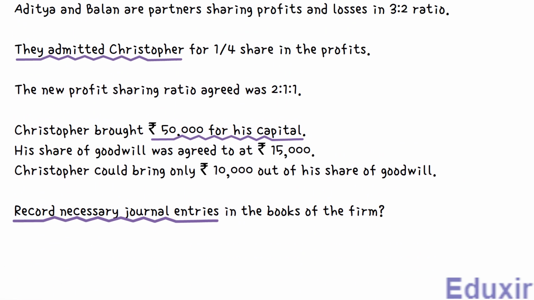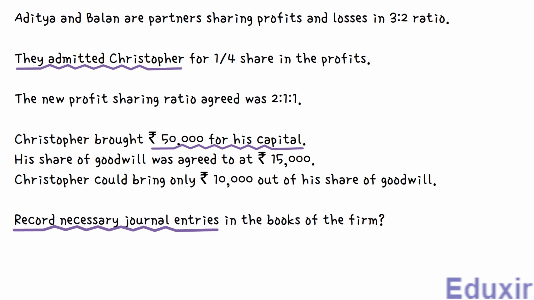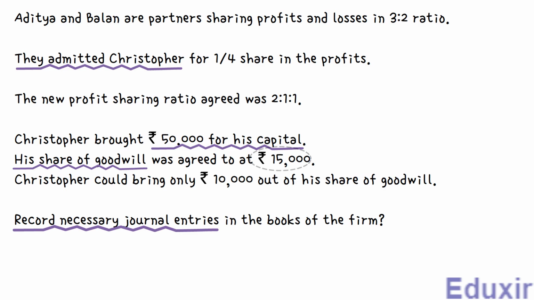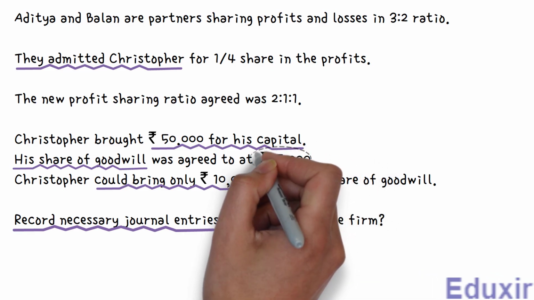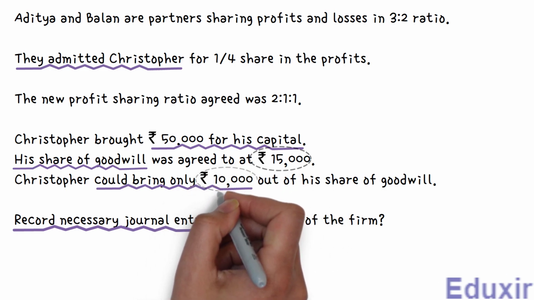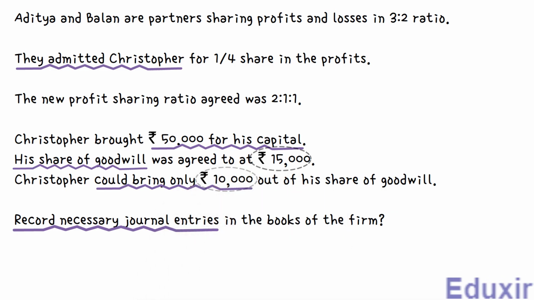In addition to the capital brought in, the new partner agreed to bring his share of goodwill, which is 15,000 rupees. But for some reason, he could not bring all the 15,000 rupees of goodwill. He could only bring 10,000 rupees out of his share of goodwill. So, what should we record in the premium for goodwill account? Is it 15,000 rupees of agreed premium for goodwill or 10,000 rupees of premium for goodwill amount brought? He brought only 10,000 rupees. So, we should record only the amount of goodwill brought.